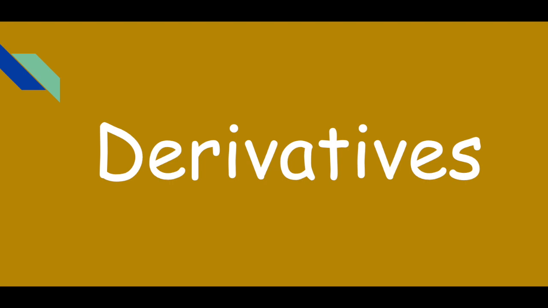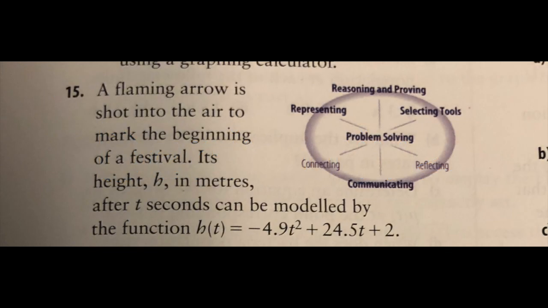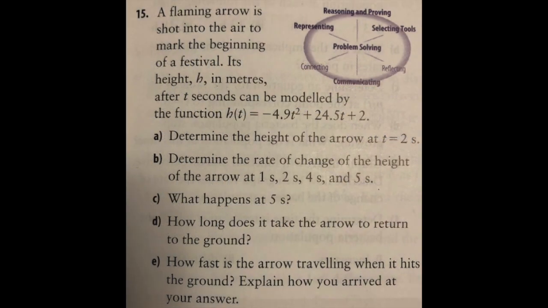derivative of the function. So looking at the question, a flaming arrow is shot into the air to mark the beginning of a festival. Its height h in meters after t seconds can be modeled by the function h of t equals negative 4.9 t squared plus 24.5 t plus 2. A. Determine the height of the arrow at t equals 2 seconds.